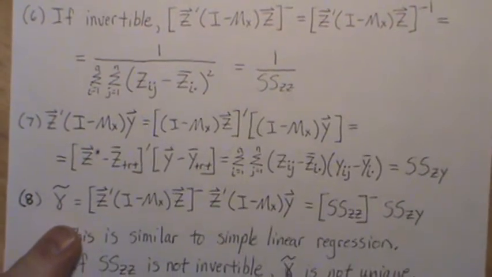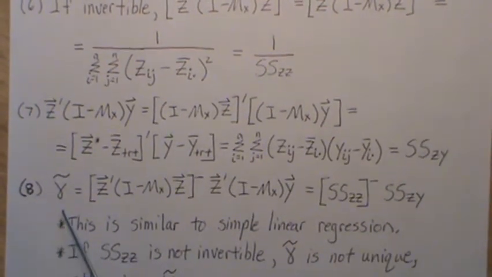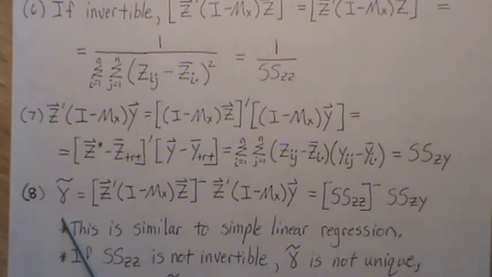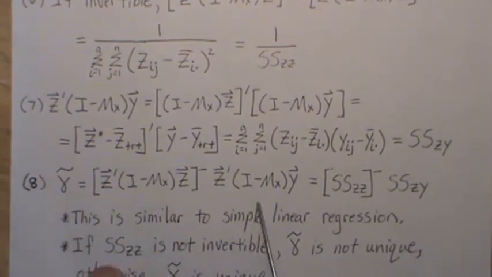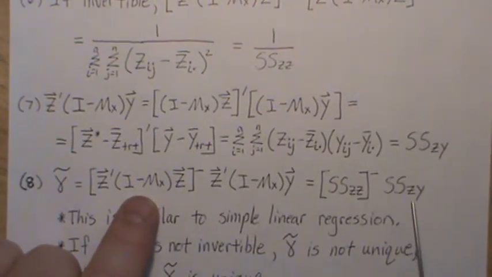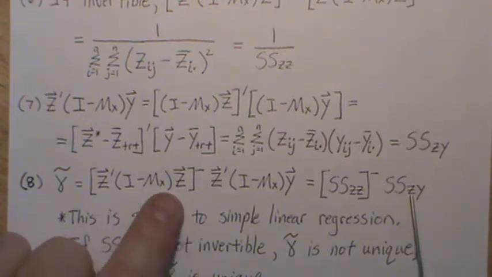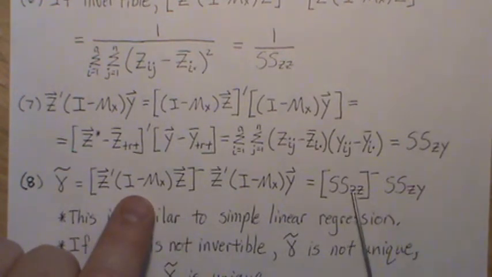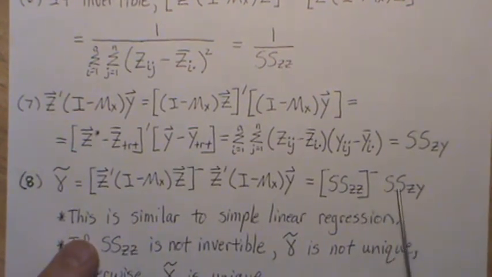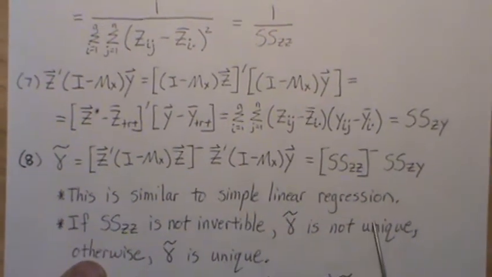So that means the least squares estimate for gamma, and if you look in, I think it's the third video in this series where we derive the least squares estimates for these parameters, is this. And this we call SSZY, and this one was SSZZ, and its generalized inverse. And this is so similar to simple linear regression.